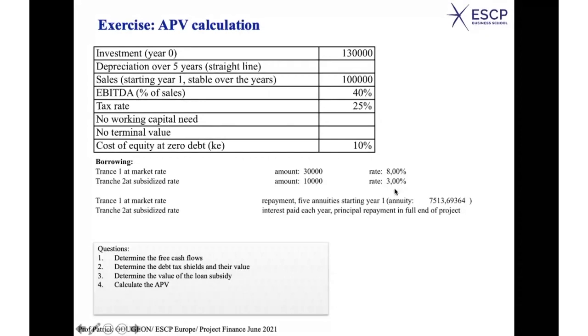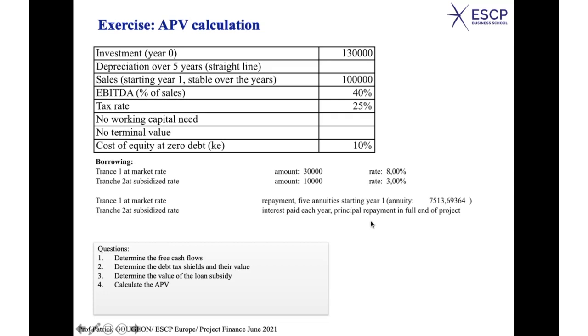Okay. Tranche 1 at market rate, repayment 5 annuities starting year 1. So each annuity would be this. Okay. I've calculated the annuity for you. Tranche 2 at subsidized rate, interest paid each year, and the principal repayment in full at the end of the project. Okay, so we have something a bit more complex, more realistic here.